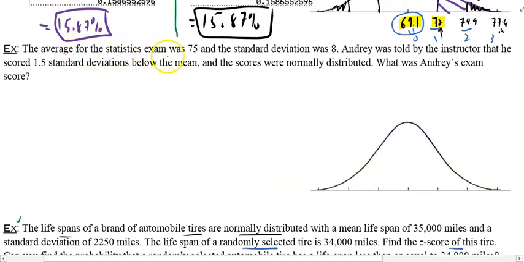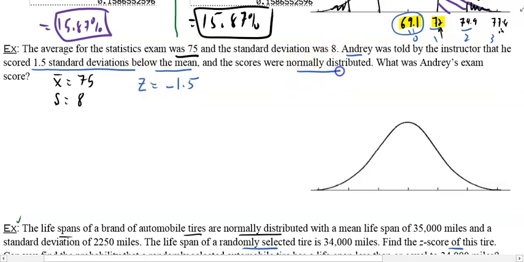Now, the average for a student exam, the average for the statistics exam was 75. The standard deviation was 8. So this is one test. Andrew was told by the instructor that he scored 1.5 standard deviations below the mean. And the scores are normally distributed. What was Andrew's score? Well, this is what I know.